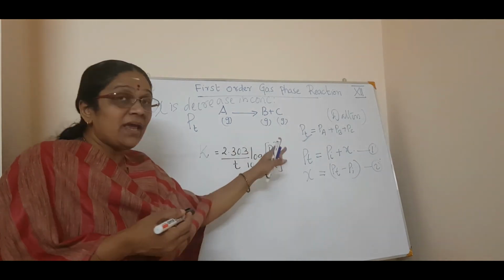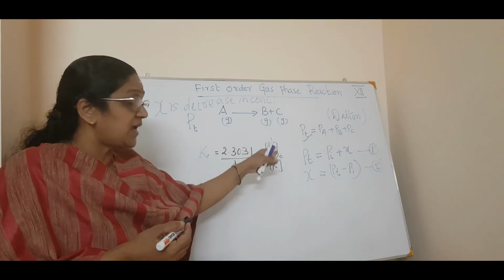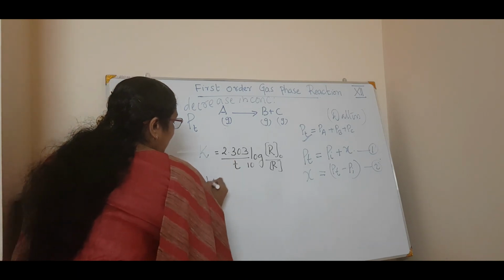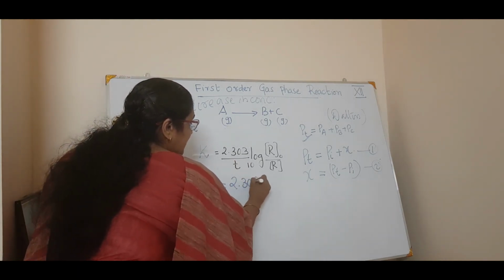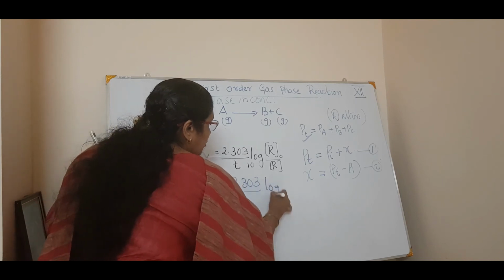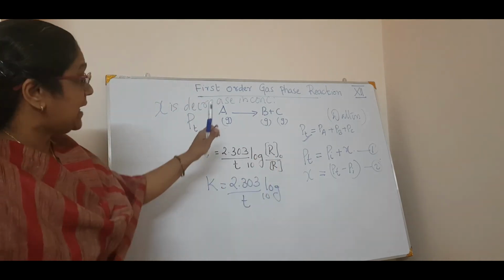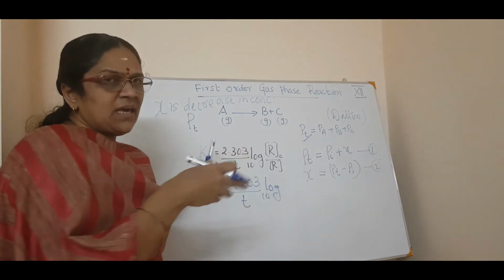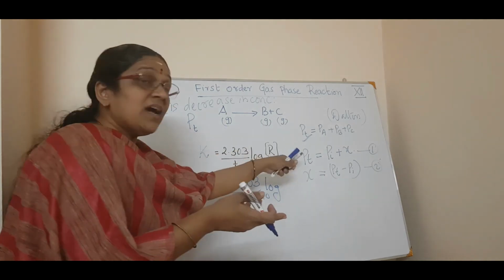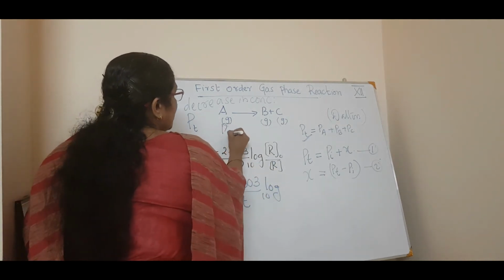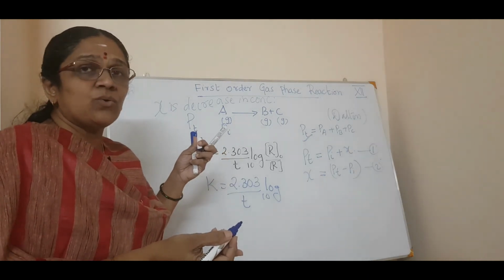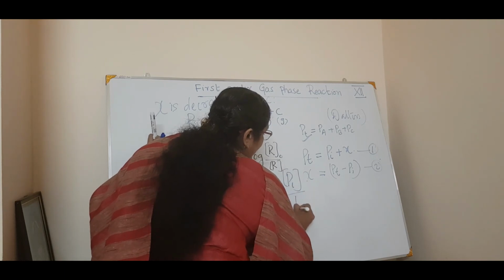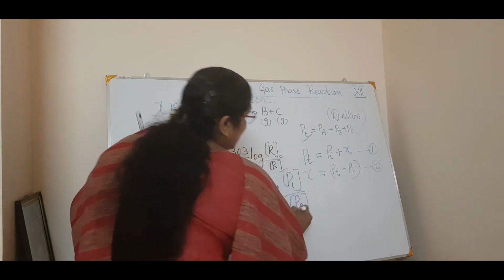Now we have to apply this with respect to the pressure, isn't it? Because we are dealing with pressure. Now how will you write it for the pressure? We will write K is equal to 2.303 by T log to the base 10 of R0, in terms of pressure. What is R0? That is PI. If I say P0, well, we took it as PI. You can take P0 also, no problem. So we will say the concentration PI divided by PA.